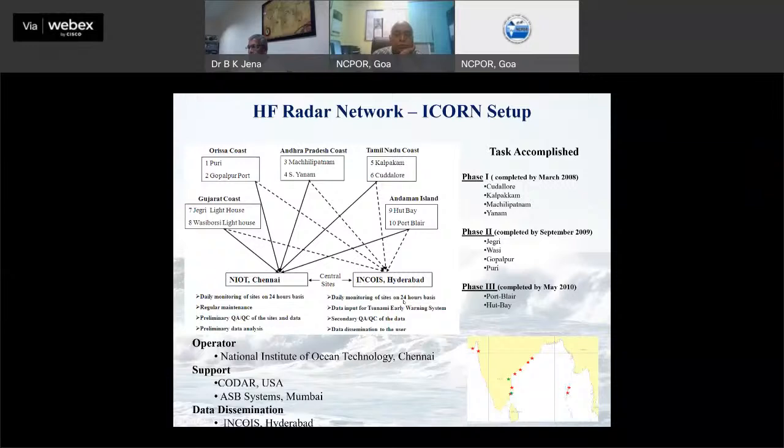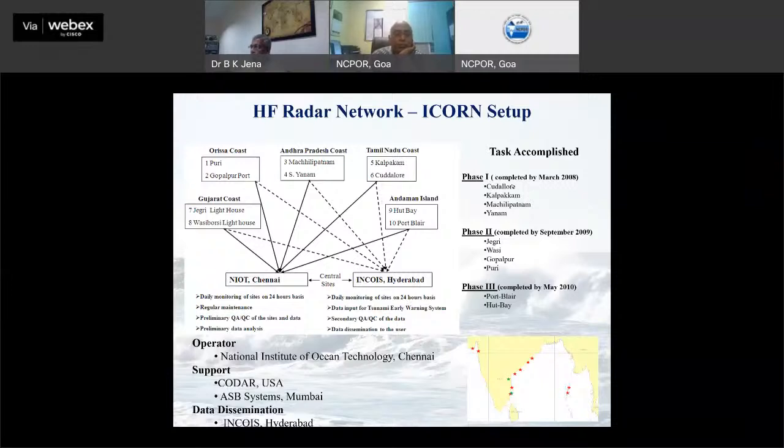Similarly, INCOIS is also monitoring 24/7 for the tsunami warning system, and they also do some secondary QAQC of the data, and they have also started gap filling of the data. Then there is so much other in-house research for enhancing this data, and they do the data dissemination.